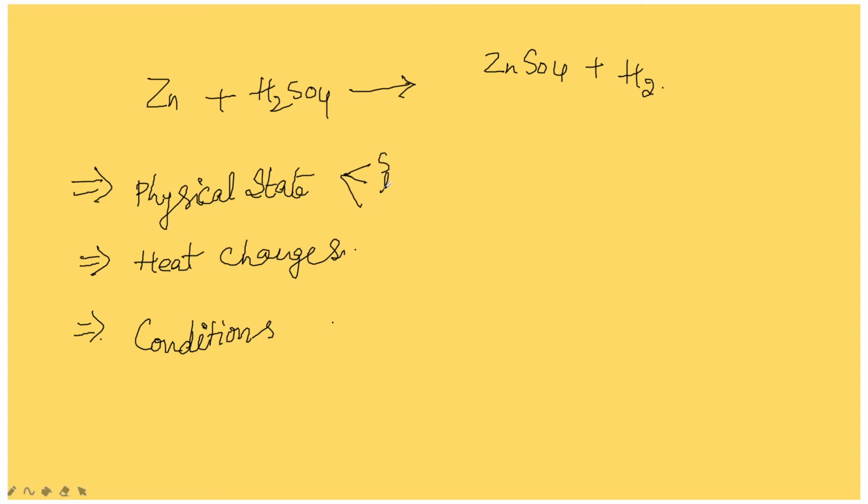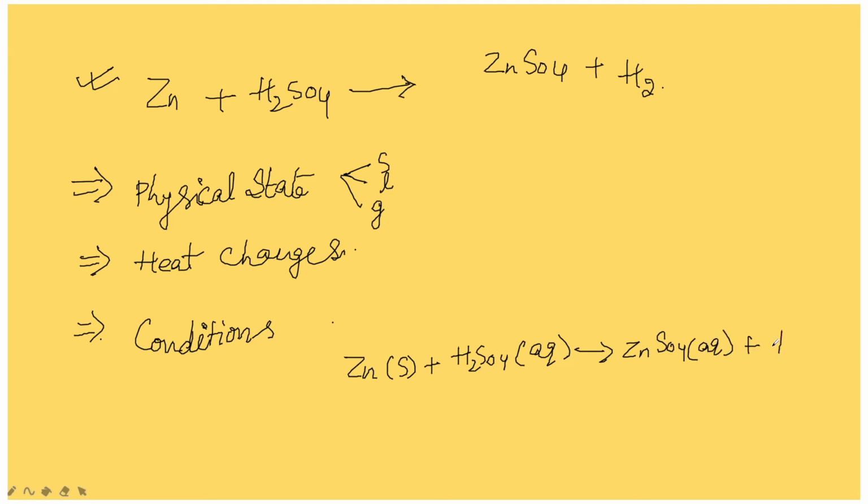Solids, liquids and gases. So in which way the element is existing, whether it is in the form of solid or in the form of liquid or in the form of gas, that we have to mention. In the same reaction I am taking, I am going to show you that here zinc is a metal which is always in the solid form. H2SO4 is diluted, so it is an aqueous solution. Next one is ZnSO4, which forms with the reaction. ZnSO4 is an aqueous solution, plus hydrogen is a gas.